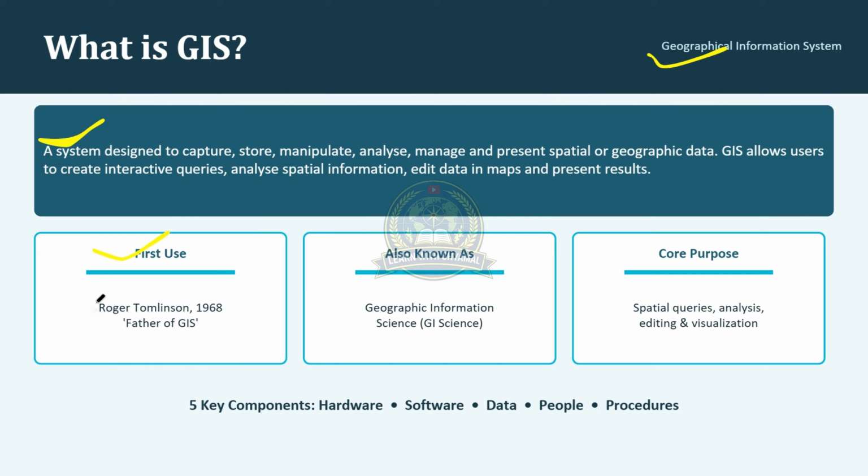First used by Roger Tomlinson in 1968. He is also known as the father of GIS. Also known as Geographic Information System science. Its core purpose: spatial queries, analysis, editing and visualization. There are 5 key components of GIS: hardware, software, data, people and procedures.